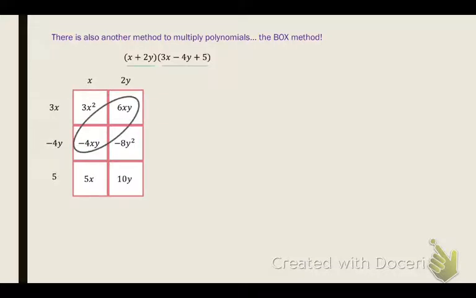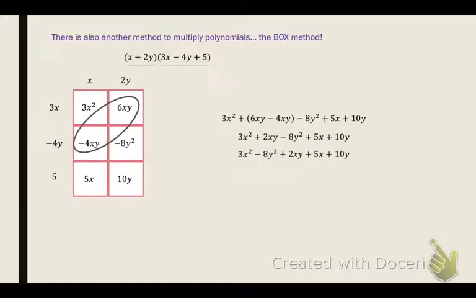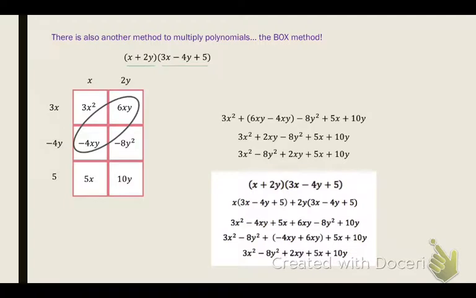And then we just combine like terms exactly like we did before. Those are our only like terms. So we end up with 3x squared plus 6xy minus 4xy minus 8y squared plus 5x plus 10y. We combine those, we get 3x squared plus 2xy minus 8y squared plus 5x plus 10y. And I just want all my squared terms to be by each other, so I'm just going to switch the order of that. So it's 3x squared minus 8y squared plus 2xy plus 5x plus 10y, which is the same exact answer that we got before. So you can do it either way. I'm good with whatever. As long as you're getting the right answer, I'm happy.